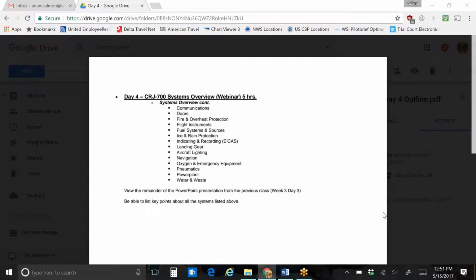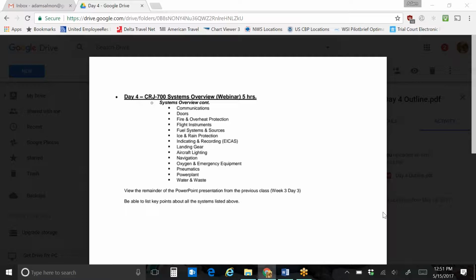Today you are going to be looking at the following items: communications, doors, fire and overheat protection, flight instruments, fuel systems and sources, ice and rain protection, indicating and recording system, referred to as ICAS, landing gear, aircraft lighting, navigation, oxygen and emergency equipment, pneumatics, power plant, water and waste system.